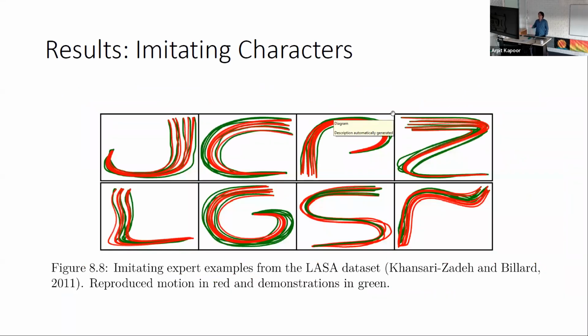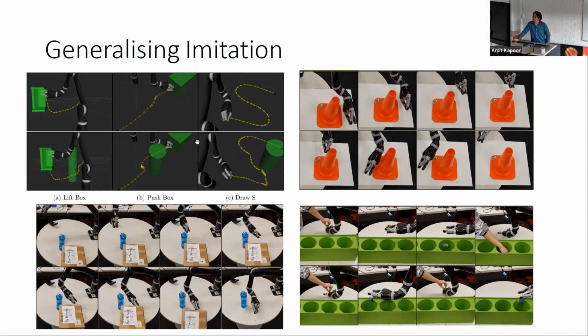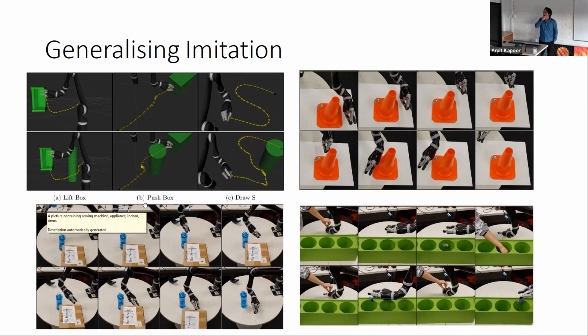So let's show some results. It's no surprise that we can imitate writing of characters, but the more interesting part, we believe, is this generalization of imitation. So we have simulated results and also real-world robot results. In the simulated results, we show the robot how to lift a box, push a box, draw S, and then we add obstacles.